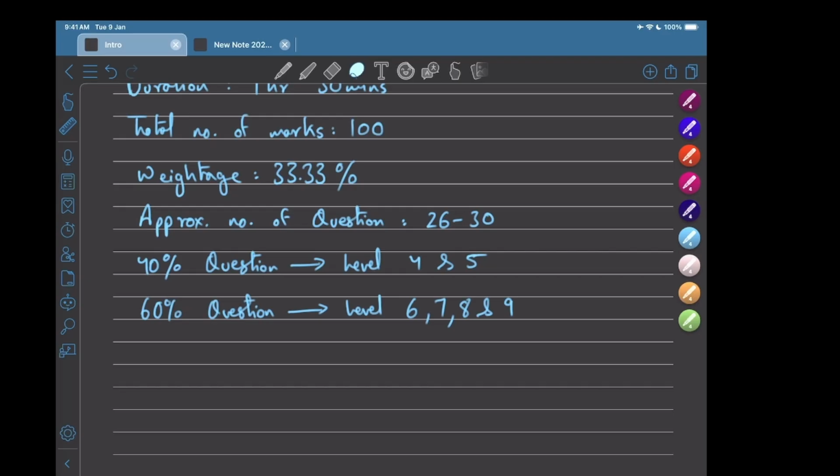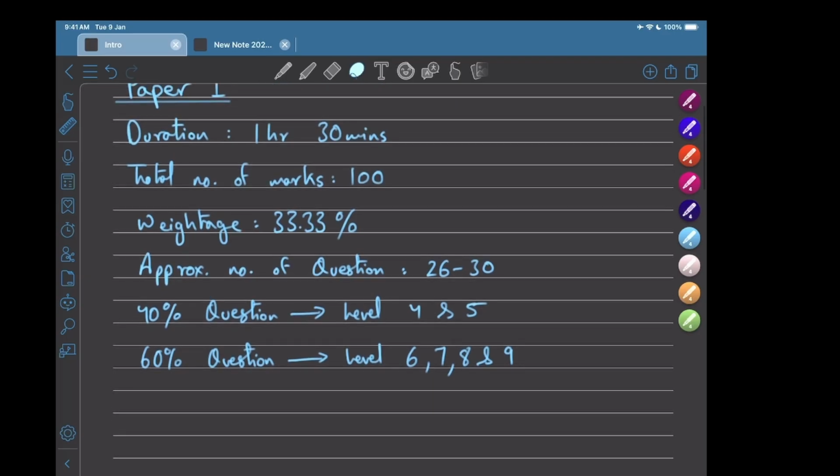And then you have the marks distribution. Level 4 and 5 means grade 5 and grade 4, the grade you get, not the grade of a child. Grade 4 is, I think, C. Those are the types of questions: 40% of the paper will be of those kinds of questions, and then 60% of the paper will be grade 6, 7, 8, 9 type of questions. That's another thing that we wanted to clear out.